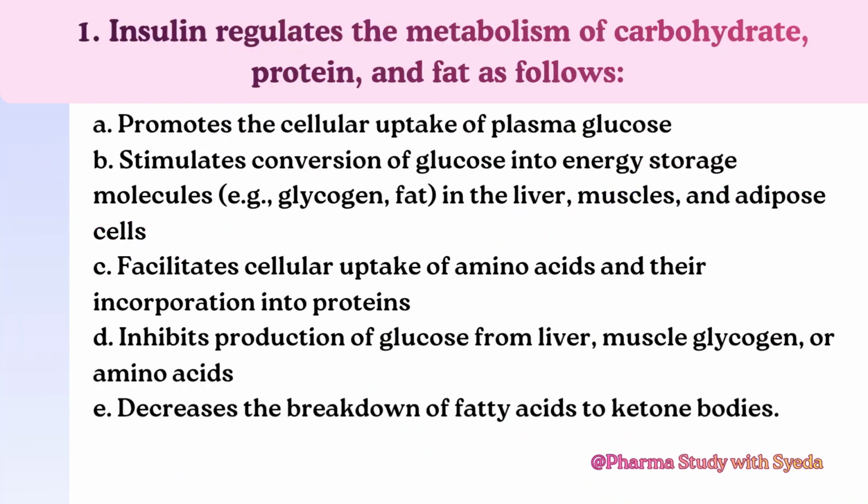Insulin plays a vital role in regulating the metabolism of carbohydrates, proteins, and fats. First, it promotes the uptake of glucose from the bloodstream into the body's cells, helping to lower blood sugar levels. Second, it stimulates the conversion of glucose into energy storage forms such as glycogen and fat in the liver, muscles, and adipose tissue. Insulin also facilitates the uptake of amino acids into cells and supports their incorporation into proteins, promoting growth and repair. At the same time, it inhibits the production of new glucose from the liver and reduces the breakdown of stored glycogen and amino acids. Finally, insulin decreases the breakdown of fatty acids into ketone bodies, preventing excessive ketone formation.